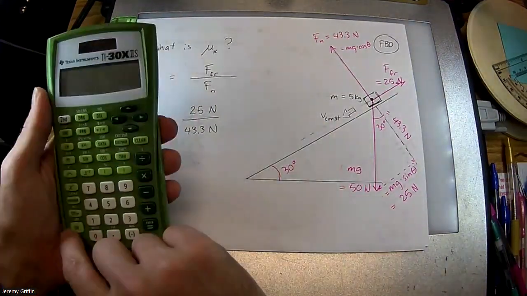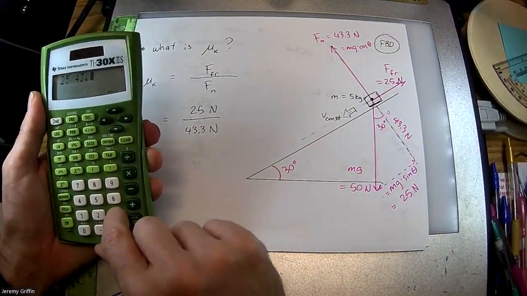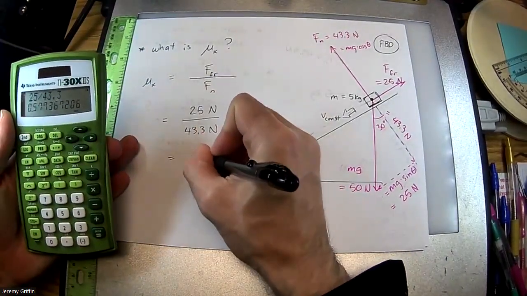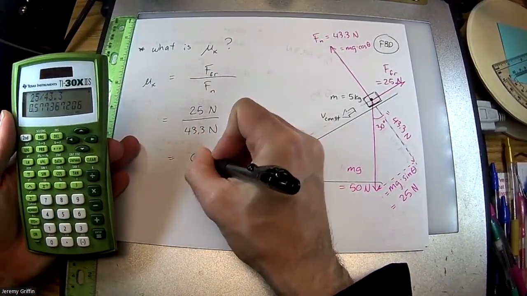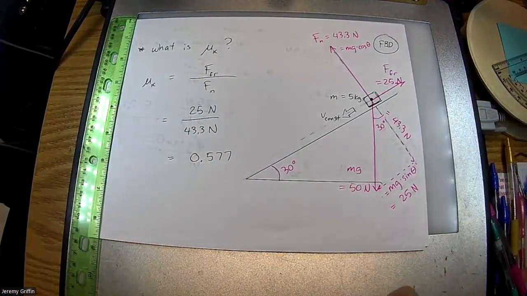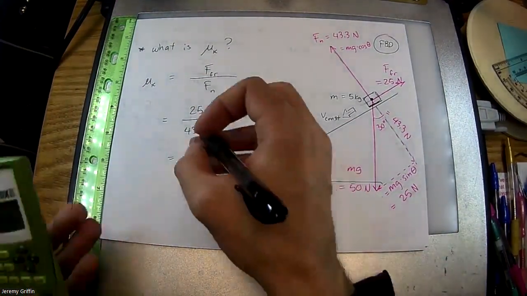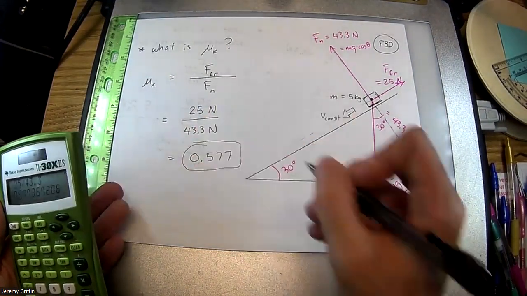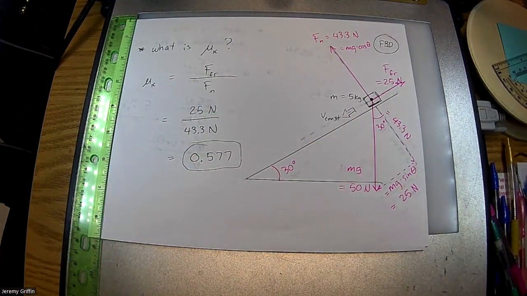I gave you guys more of a numerical example here, so just continue with that. We'll get 0.577, probably about 0.58. That looks like a pretty reasonable value for a coefficient of friction, in line with a bunch of examples you guys have seen throughout the semester.